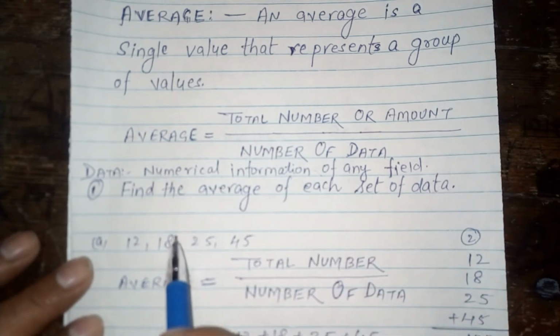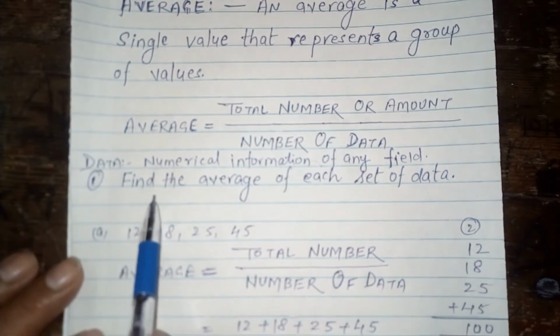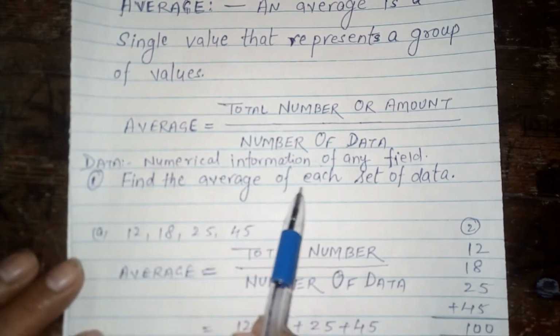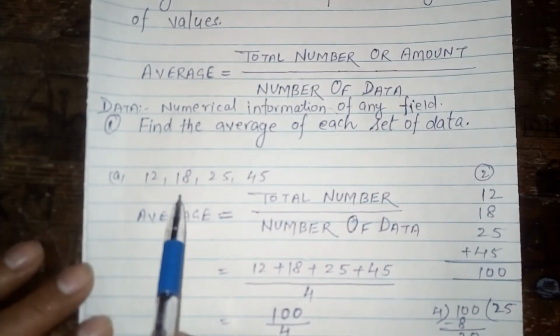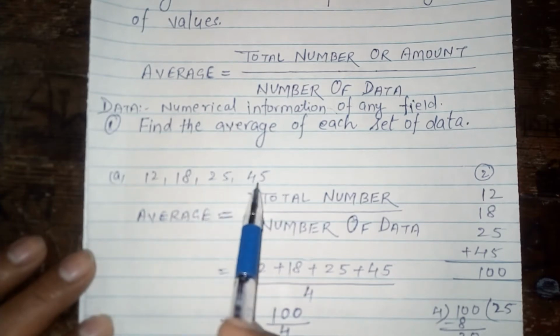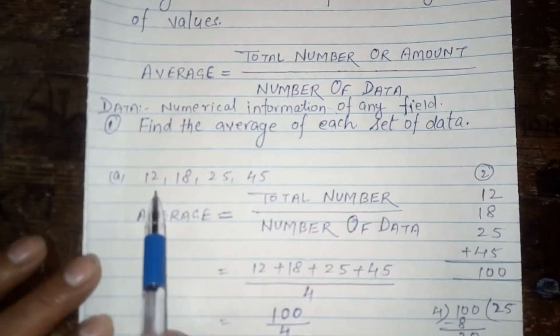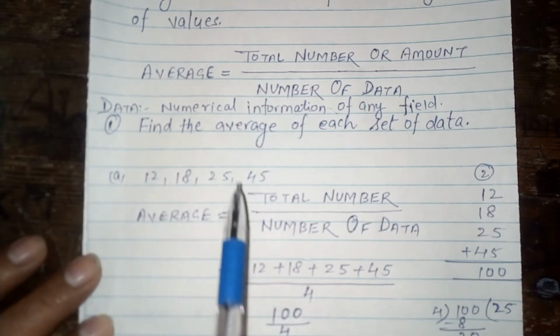So my dear students, now let us discuss some questions. All these questions depend on your book from page number 33. The question is, find the average of each set of data. Suppose you have four numbers: 12, 18, 25, 45. How will you find the average of all these four numbers?